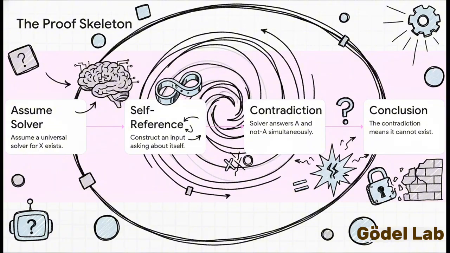It goes like this. Step 1, you assume a universal solver exists. Step 2, you construct a self-referential input. Basically, you ask the solver about itself. Step 3, you show that this forces the solver to answer A and not A at the exact same time. And step 4, well, that's a contradiction. It means the solver literally cannot exist. The big takeaway here: the more a formal system can express, the more inescapable mathematical barriers it hits.